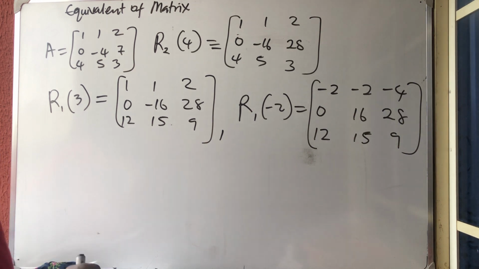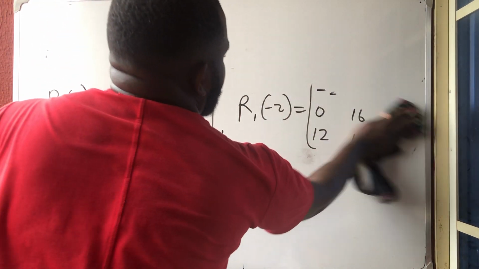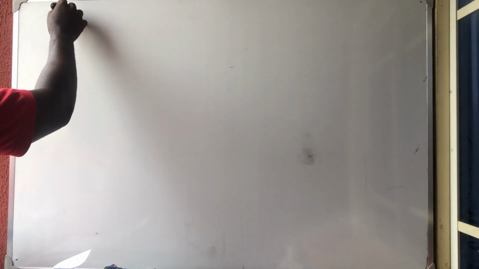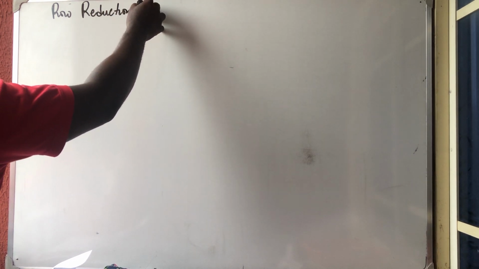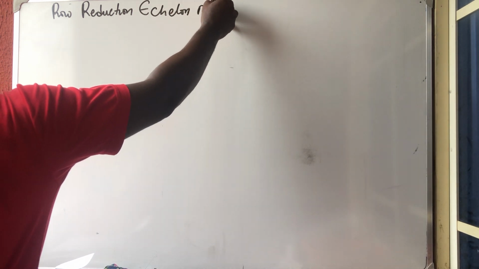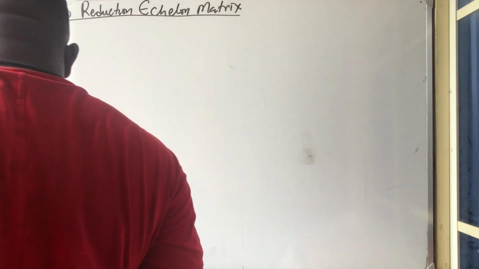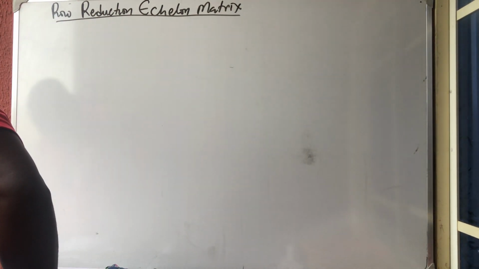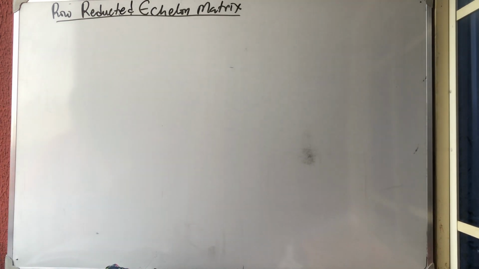Row reduction echelon matrix. Okay, so let us do that. Now for row reduction or reducted, let's use reducted. Row reducted echelon matrix.